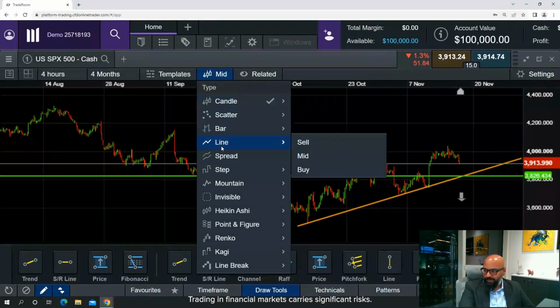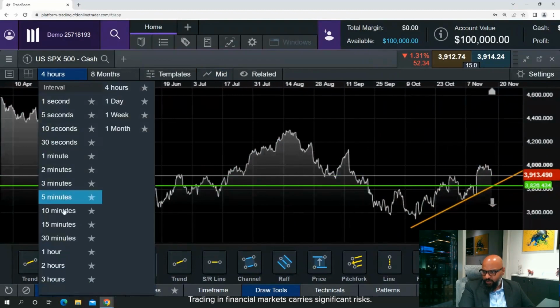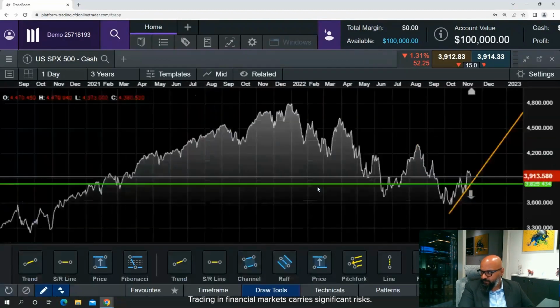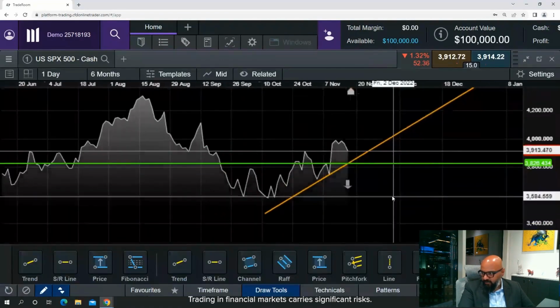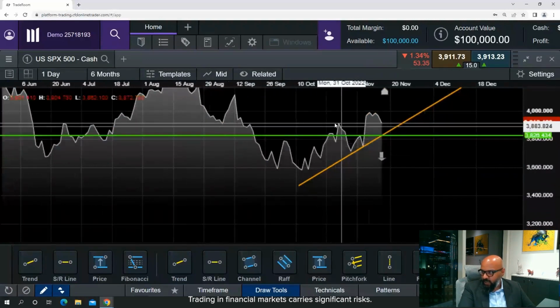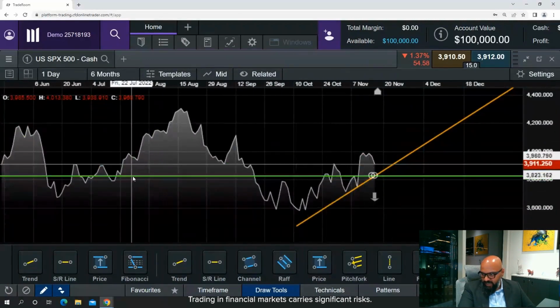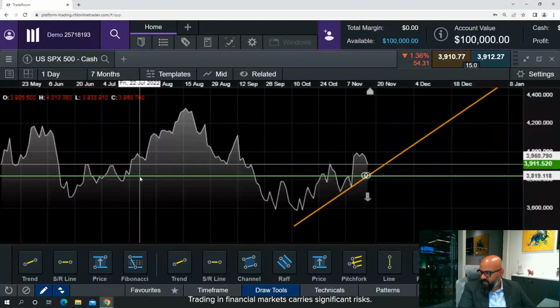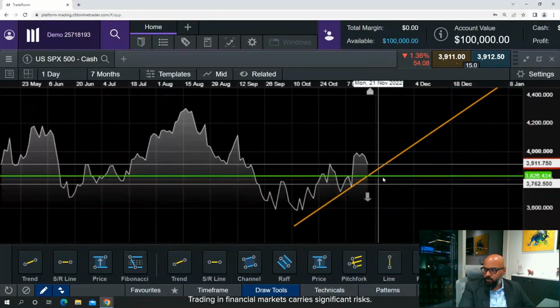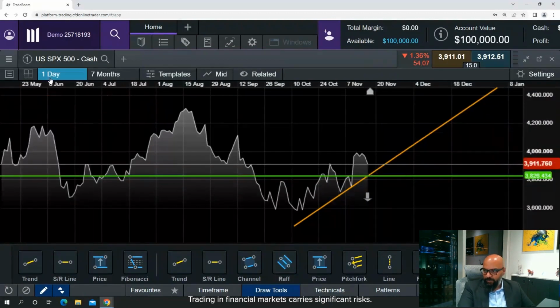Now I go back to my line chart, and let's just go to a daily chart. Now let's look at historically if there is any price action that has happened around these prices. If I look at it, it has given a lot of price action around this particular price. So this gives me a second confirmation that a lot of buyers would be at this particular price.